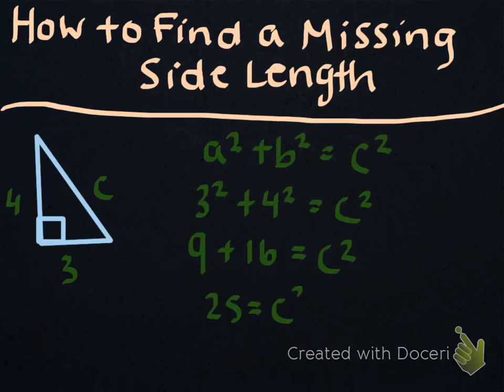Now, to get rid of the exponents, you find the square root of the numbers. So the square root of 25 is 5. So C equals 5. Now remember that you can always plug the numbers back into the formula to check that your answer is correct and the triangle is really a right triangle. And just a side note, conventionally, when the answer is not a whole number, you usually round the answer to the nearest tenth.